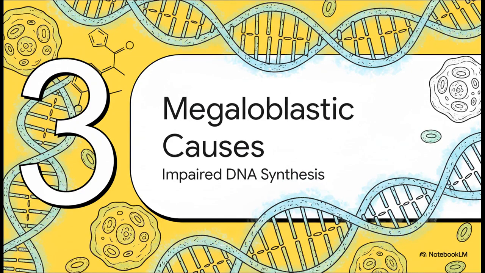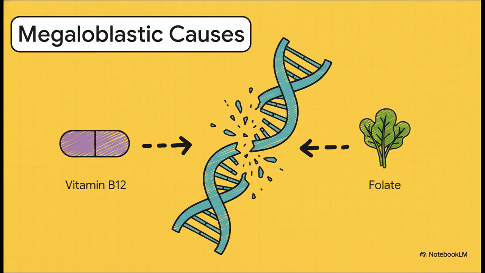Now pay attention to this subtitle here, impaired DNA synthesis. This is the whole story in a nutshell. For megaloblastic anemia, the fundamental problem is that the body can't make DNA properly. And this defect hits rapidly dividing cells the hardest, especially those hematopoietic cells in the bone marrow. So what's messing with the DNA synthesis? Well, the two classic culprits are vitamin B12 and folate deficiency. These are absolutely critical for making thymidine, which is a fundamental building block of DNA. If you don't have them, nuclear maturation just stalls out and you're left with those big, ineffective red cells that define this condition.